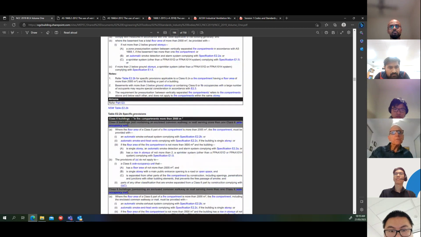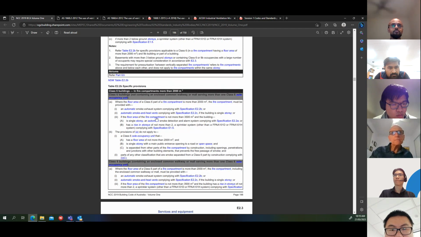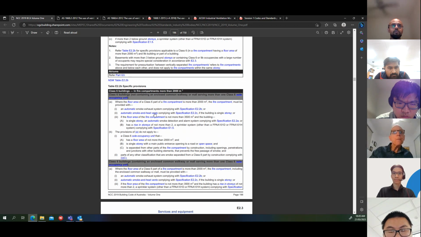Table E22B, specific provisions. Class 6 buildings. Class 6 is a shopping centre or a shop in a fire compartment more than 2,000 square metres. So this is like a Woolworths store or a Kmart, Coles, any of those big box stores have some special requirements. So once again, if it's more than 2,000 square metres, the fire compartment must be provided with an automatic smoke exhaust system complying with specification E22B of the NCC, or automatic smoke and heat vents, or so on and so on. So you've got some options there.